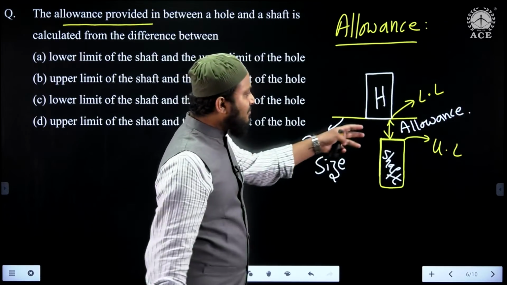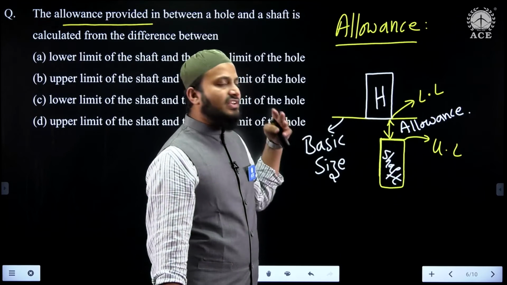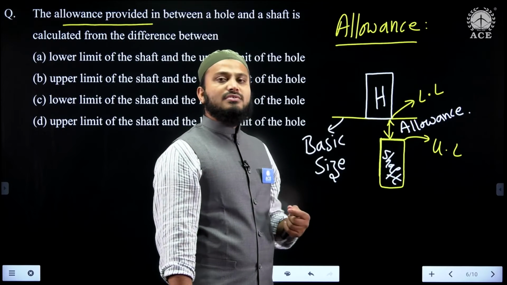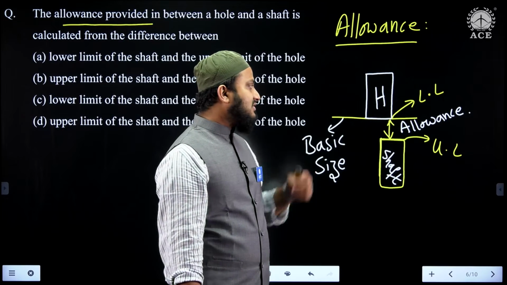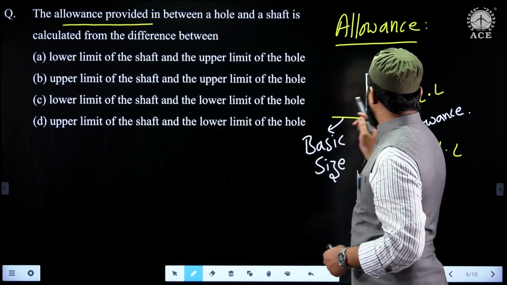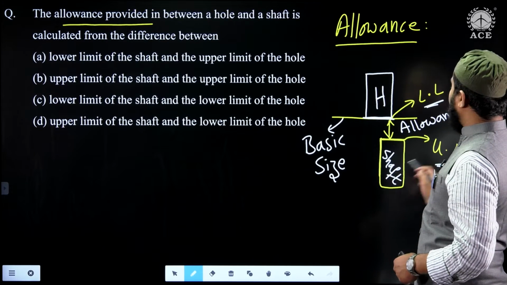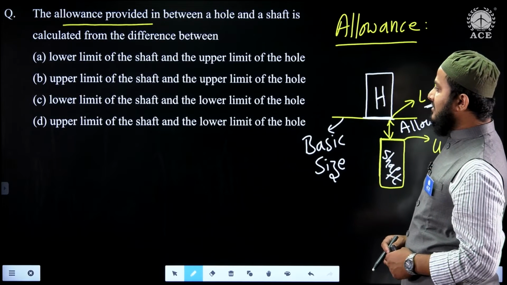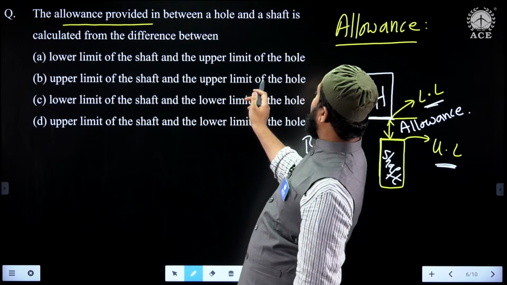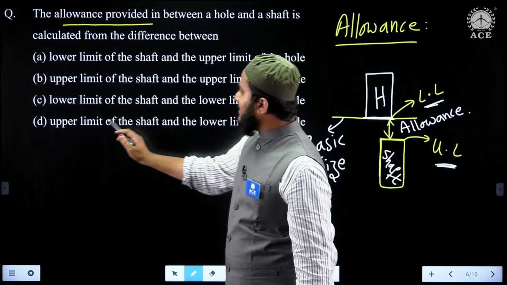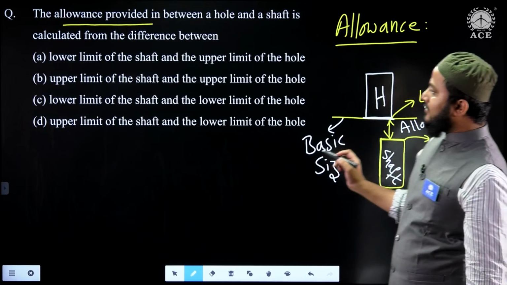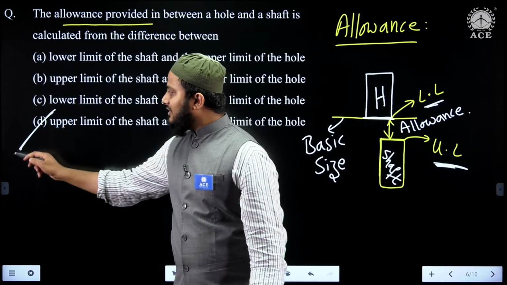That is actually the minimum clearance. Whereas if you take an interference fit, in that case also it's the difference between maximum material limits, and that difference we get as the maximum interference, that is the allowance. Now under this condition, if you notice the options: lower limit of the hole and upper limit of the shaft, right? So lower limit of the shaft is wrong, upper limit of the shaft might be correct, but upper limit of the hole is given. Lower limit of the shaft is wrong. Upper limit of the shaft and the lower limit of the hole. Therefore, the answer is option D here.